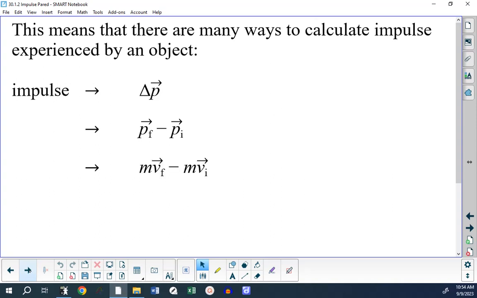Well, we know how to calculate momentum. It's mass times velocity. So impulse can also be found using m v_f minus m v_i. Of course, vectors are important. But mathematically speaking, I can factor an m out of those two terms and be left with v_f minus v_i. And that means, since final velocity minus initial velocity is change in velocity, m delta v is how we can calculate impulse.